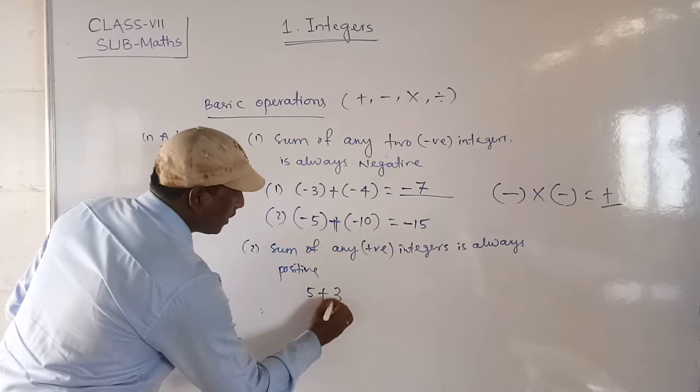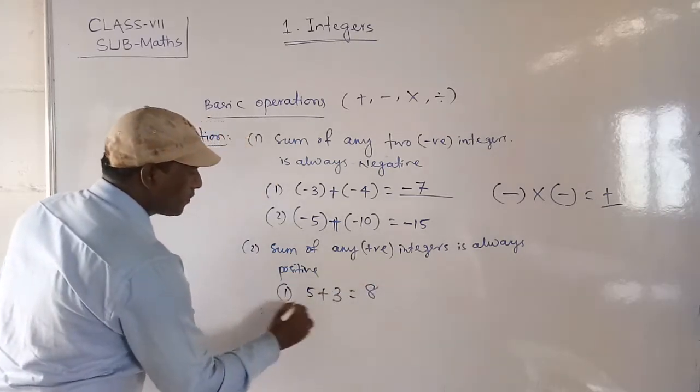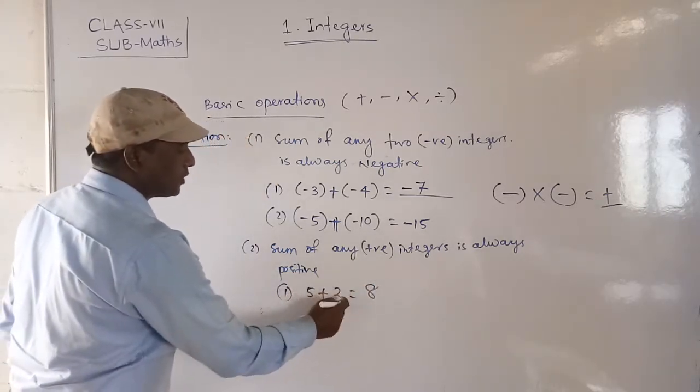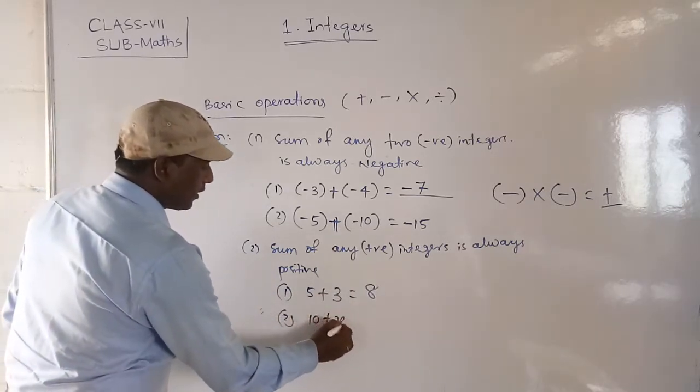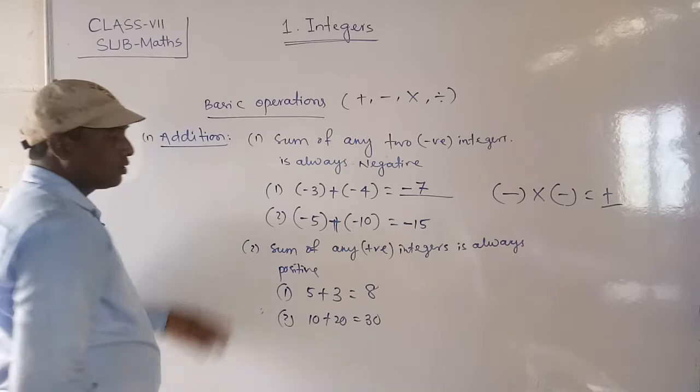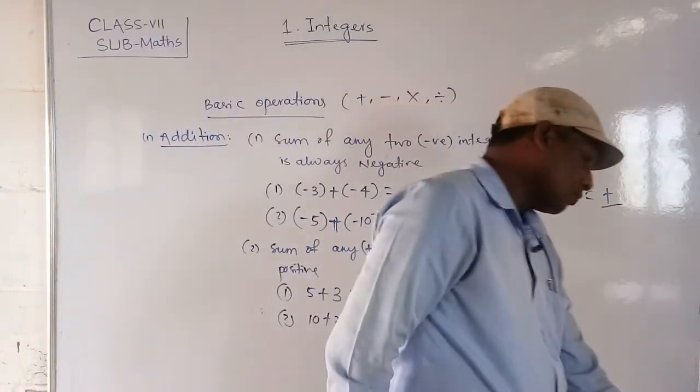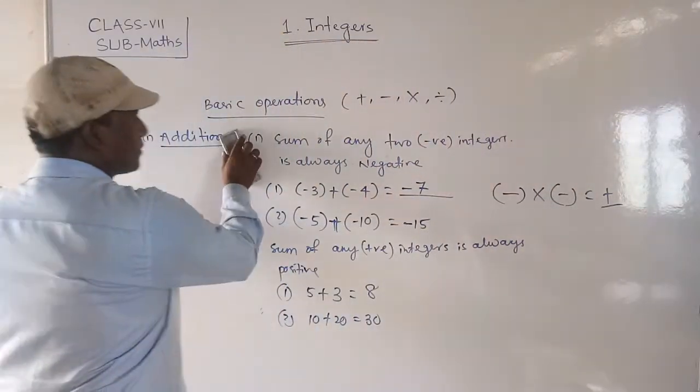5 plus 3, how much? 8. Yes or no? This is plus, so always a positive integer will come. 10 plus 20, how much? 30. So this is about that. So students, one more thing I will tell you.